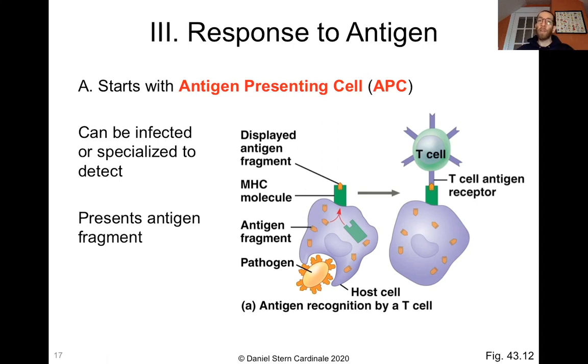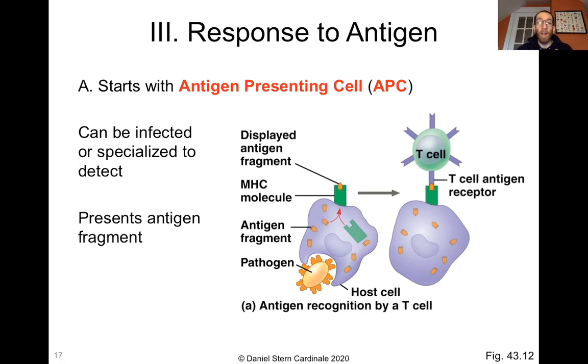Now that we've covered the basics of the adaptive immune response and the cells that are involved in that response, we can finally get to the actual process of responding to an antigen. We're going to start this process with a new type of cell that we haven't really named yet, even though I've mentioned some cells that can act in this capacity. These cells are called antigen-presenting cells, or APCs.